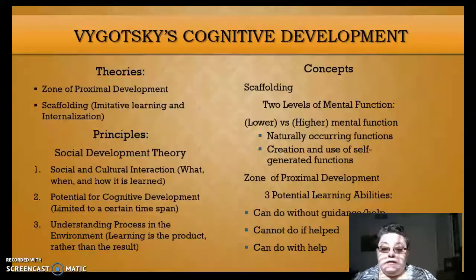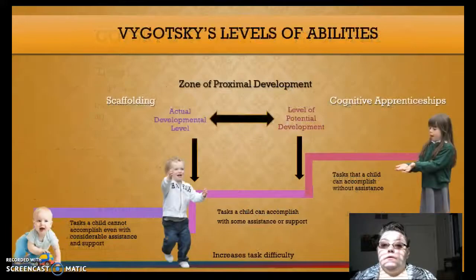Vygotsky's theory is that there is what a child can do without guidance or help, what a child cannot do even if he is helped, and what a child can do with help. Through each of the tasks of scaffolding, the child learns a new process of acquiring skills and information. The example here is the stair step.